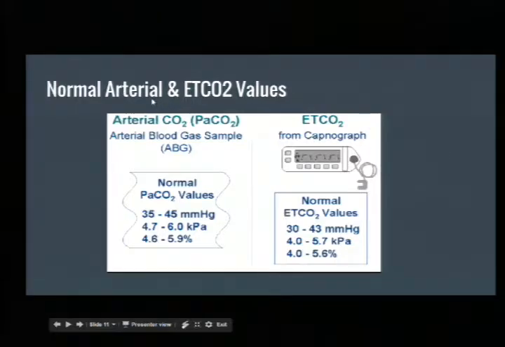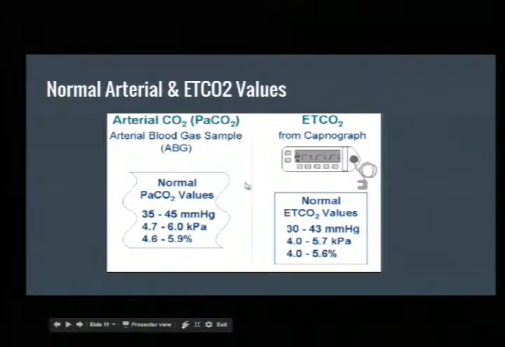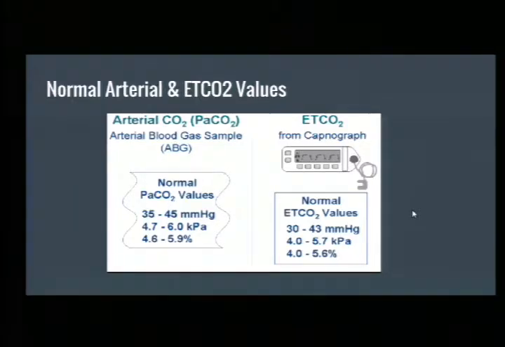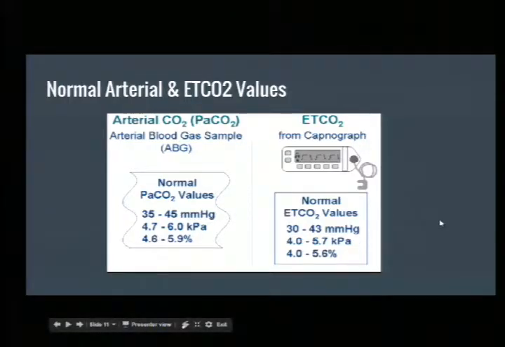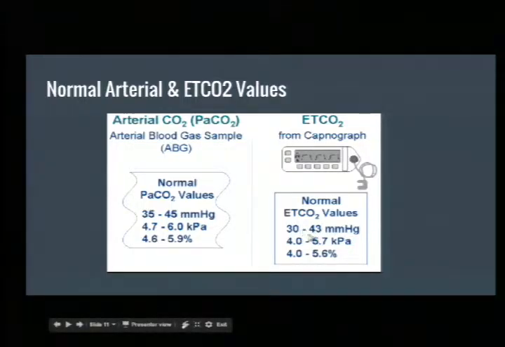Your arterial CO2, what you would get on a blood gas, correlates quite significantly with what we're seeing on our end tidal CO2 monitor. I had a patient just this last week. He had a PCO2 of 52 after we intubated him. His end tidal was 52 or 53. So very close correlation. Your PaCO2 on an ABG is 35 to 45, and your normal end tidal here is 30 to 43. So very similar values. It's a nice non-invasive way to get your end tidal without poking the patient.